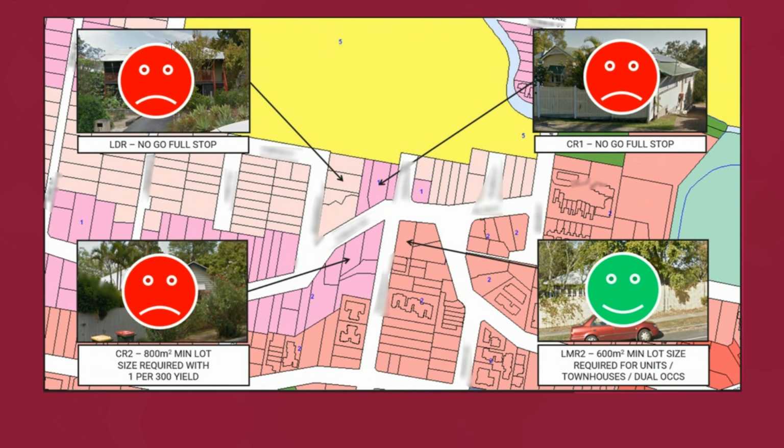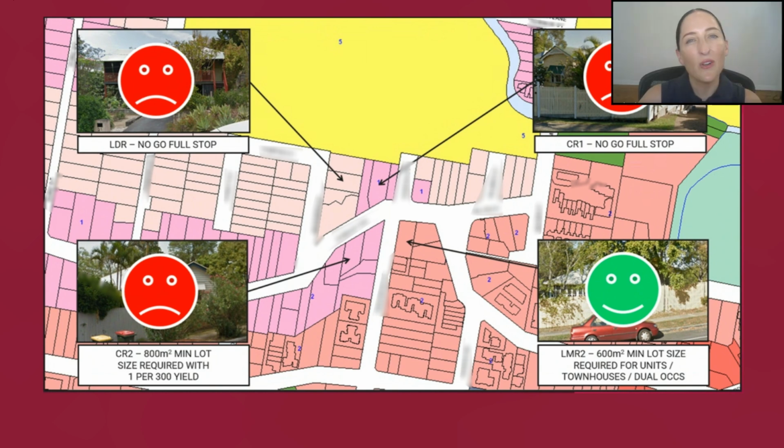So up here for the LDR zone, no go when it comes to units, dual occupancies, high uses. Down here, CR2, you can do them if you've got a block that's large enough. Good luck finding a block that's large enough to tick the boxes there. Then you've got CR1, again like LDR, units and high uses are a no-go. When you come down to the LMR, finally you get a property where you can actually do some higher sort of use development. So like I said, you look at those properties from an aerial view, same. But once you actually dig into the zoning rules, you realise they're in 4 different zones, and as a result, you get different outcomes for each one.